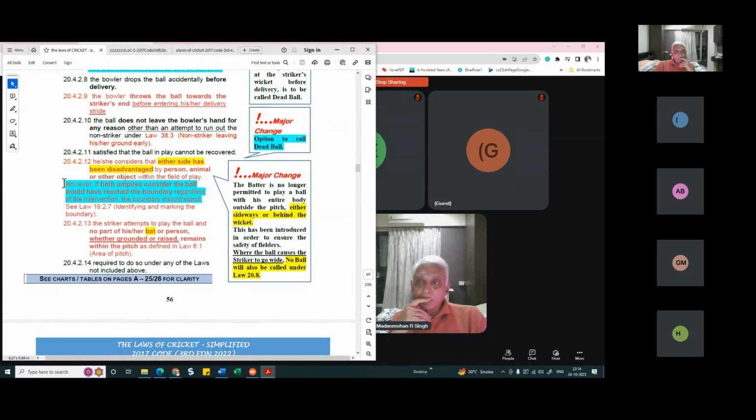This is also a new provision, what is in red is also a new provision. Now there is one more, Law 20.4.2.13: the striker attempts to play the ball and no part of his bat or person, whether grounded or raised, remains within the pitch as defined in Law 6.1.